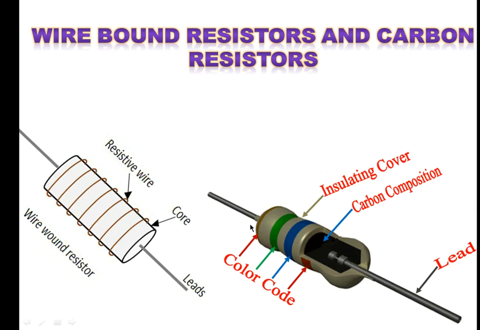And the next one we are going to do is nothing but wire bound resistors and carbon resistors. Wire bound and carbon resistors are the two major resistors we are using commercially. Let us explore these types of resistors in the next class. Okay, now let us conclude what we have done with today's session.